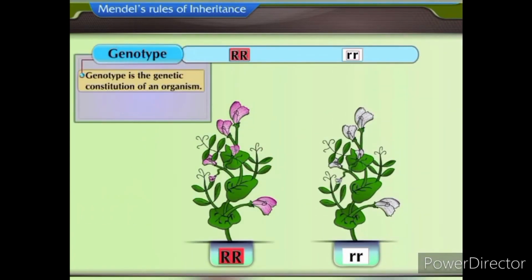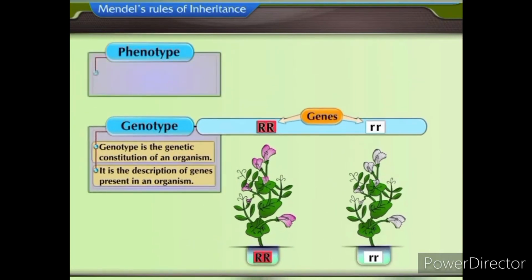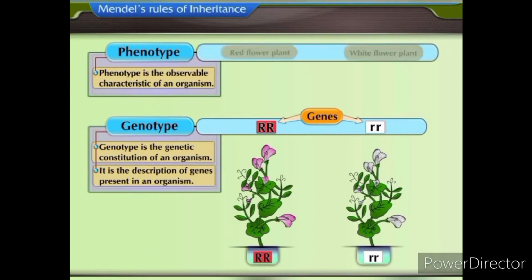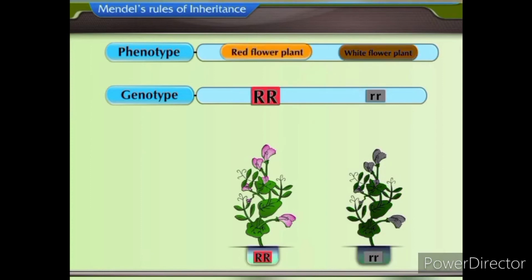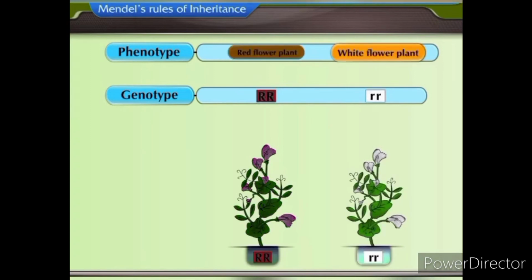Genotype is the genetic constitution of an organism. It is the description of genes present in an organism. Phenotype, on the other hand, refers to the observable characteristic of an organism. For example, red flowering plants. Now, since the genes occur in pairs, the genotype of red flowering plants will be capital R capital R, and that of white flowering plants will be small r, small r.